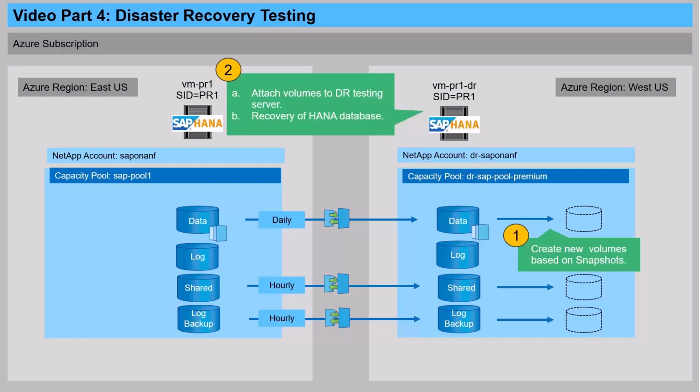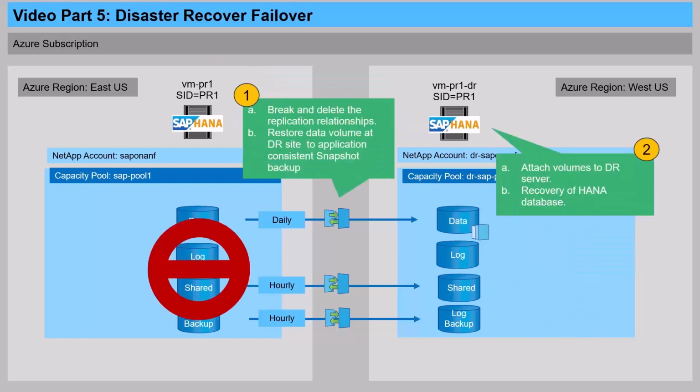The only difference is that testing is done using clones of the replicated volumes, while with a real DR failover, the replication will be broken off and the target volumes will be attached to the target system. The last section of the video will show a DR failover workflow where the same target system will be used as for the DR testing.